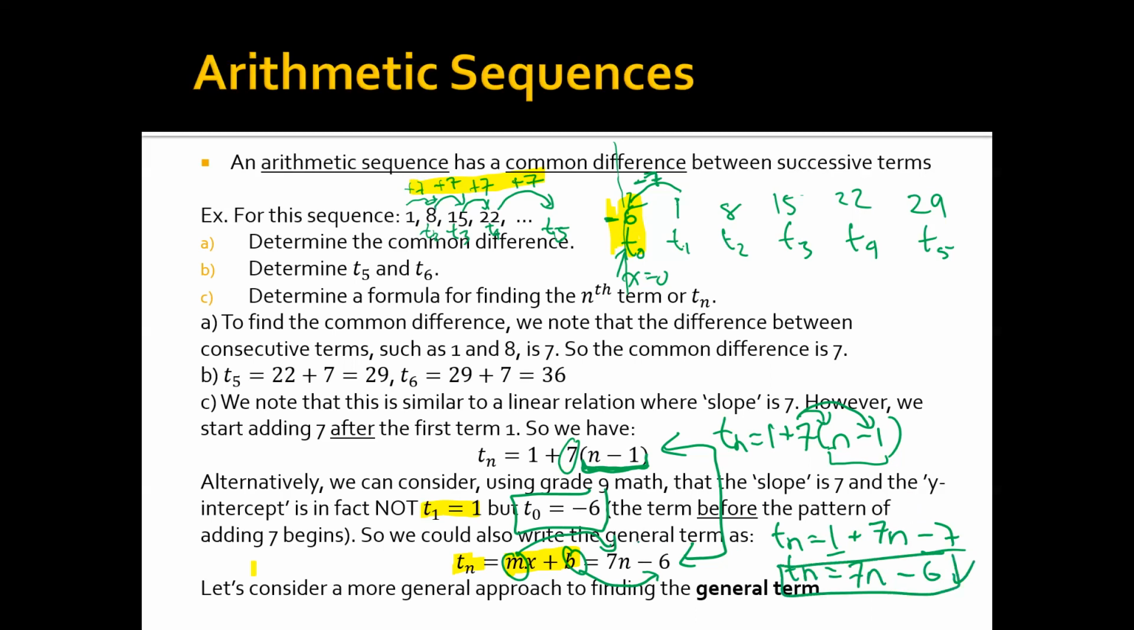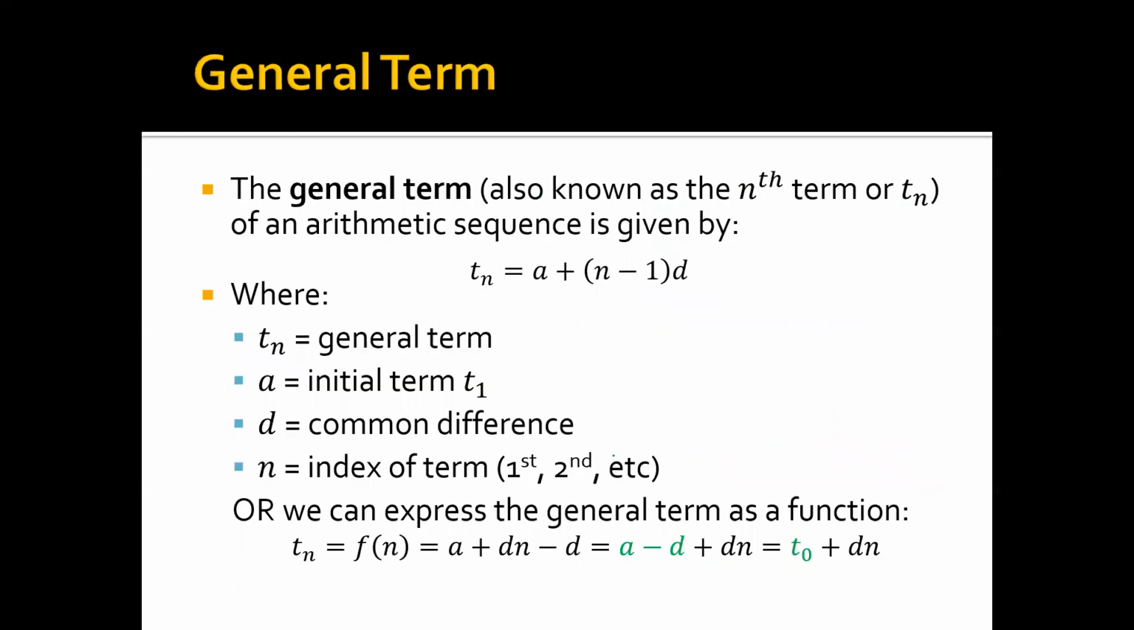So there's two different ways that we can find the general term. Doesn't really matter which one you prefer. I personally think over time you will start preferring the general term that includes n minus 1. It will actually start making more sense to you. So the general term, how do we find it? Well, we simply first establish what the initial term t1 is.